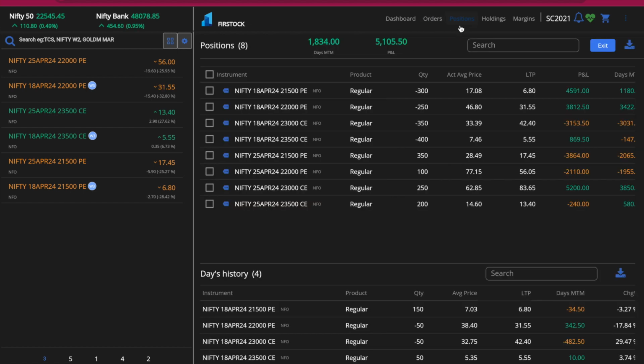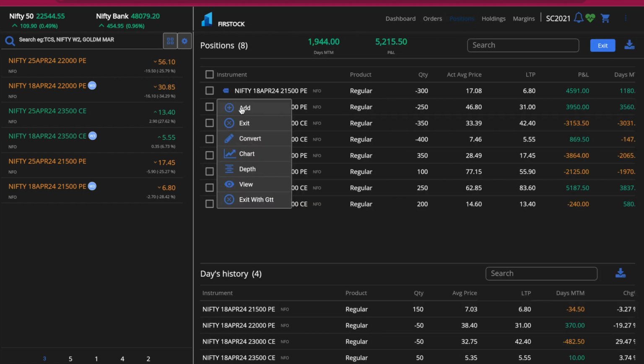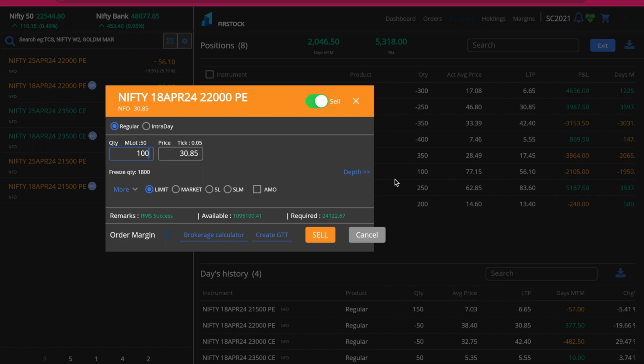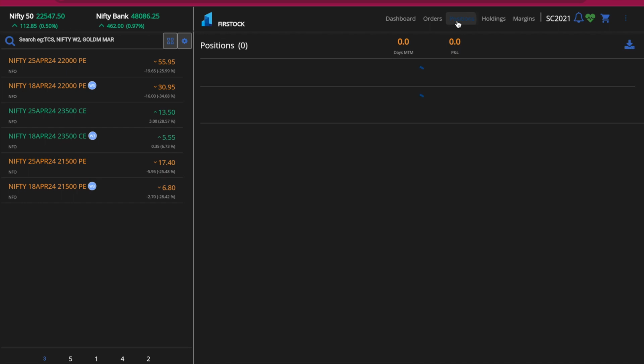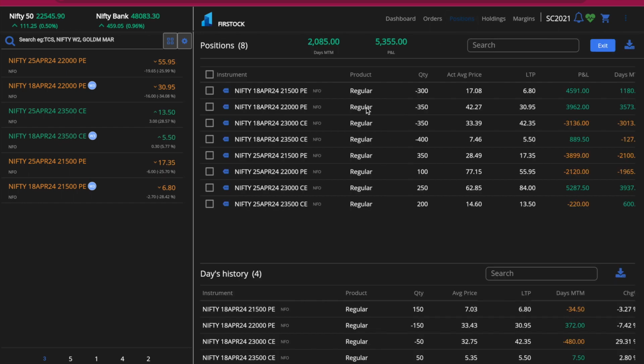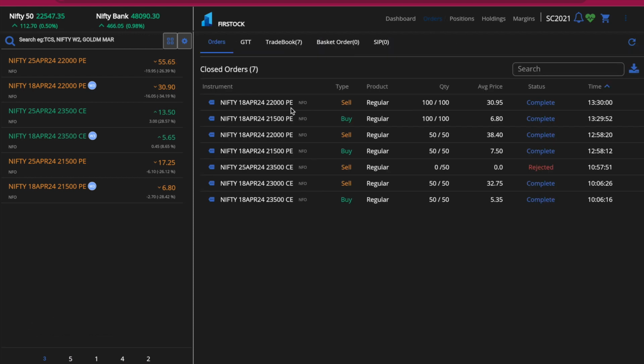Okay, this is gone, and we can add a 100 quantity over here. Let's check the 100 quantity and sell it. It's completed. The margins are 24,000. That's okay. And we have 300 and 350. Let's just check the order. We sold 22,000 PE.